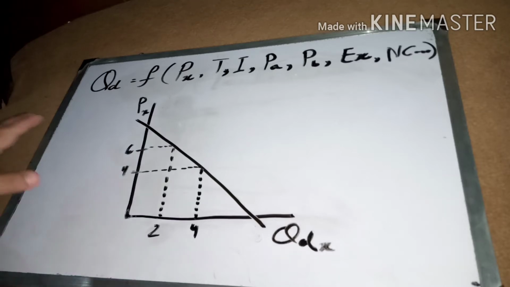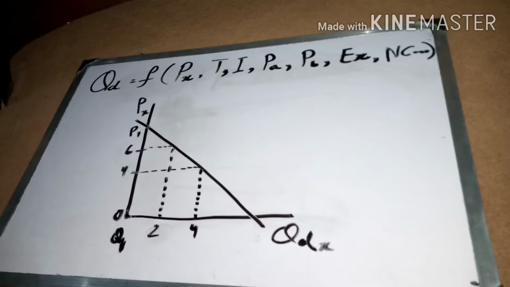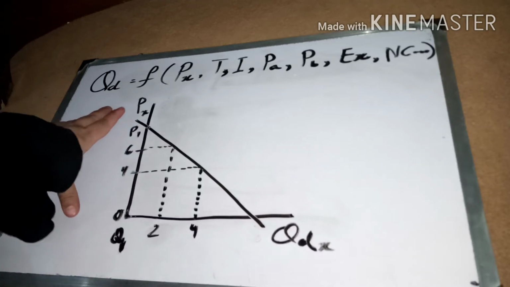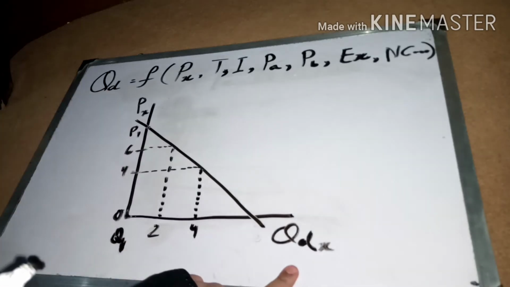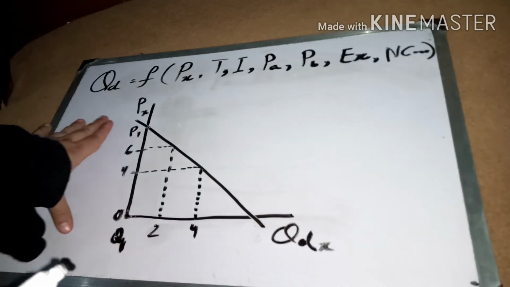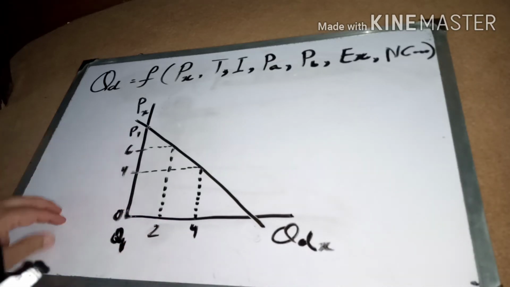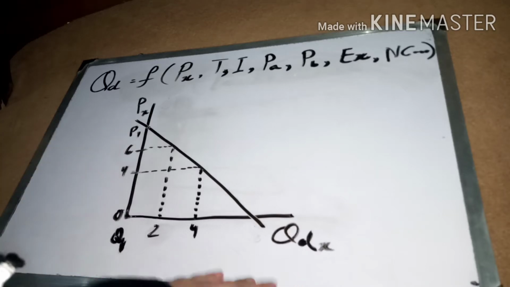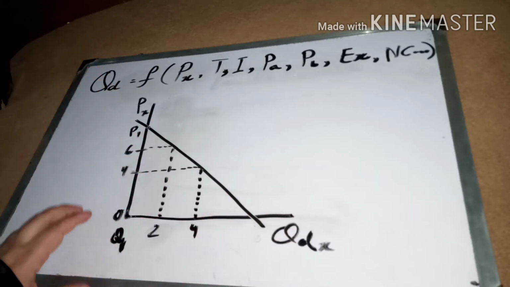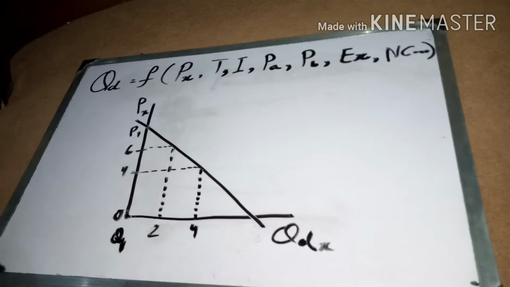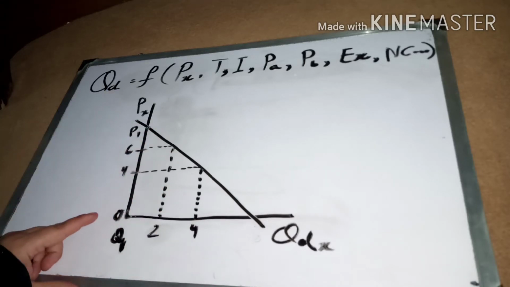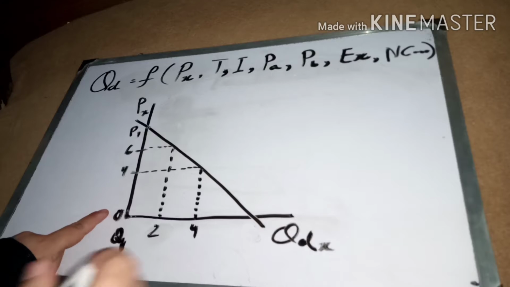Here I have plotted the price on the vertical axis and the quantity demanded of the product X on the horizontal axis. The price is the independent variable and it would vary, and the quantity demanded would vary as per the price changes. So now we would see what kind of price changes and what kind of quantity demanded changes would occur.